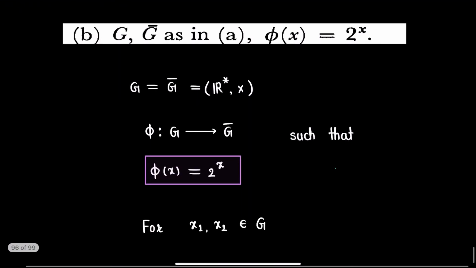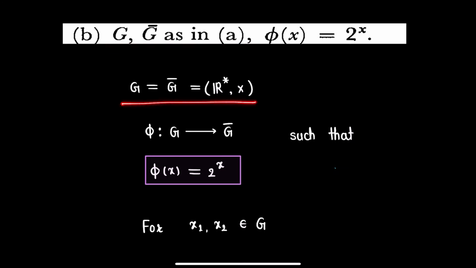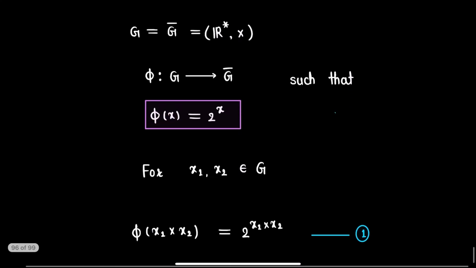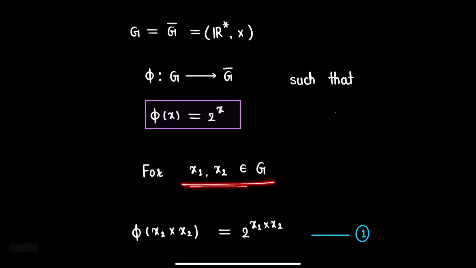Now next, we have G and G bar as in part A, meaning G and G bar are again the set of all non-zero real numbers and the binary operation is multiplication, and phi is defined as phi of x equal to 2 to the power x. We have to check whether this given map phi is a homomorphism or not. So here again we will consider two elements, say x1 and x2, in group G. Then phi of x1 multiplied by x2 will be equal to 2 to the power x1 multiplied by x2. We will call this expression 1.